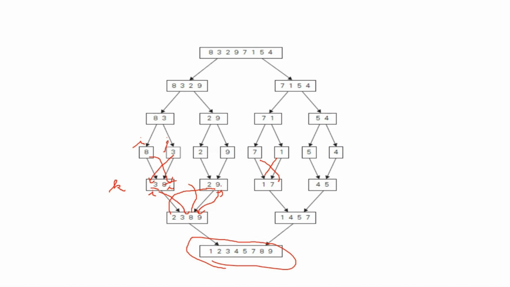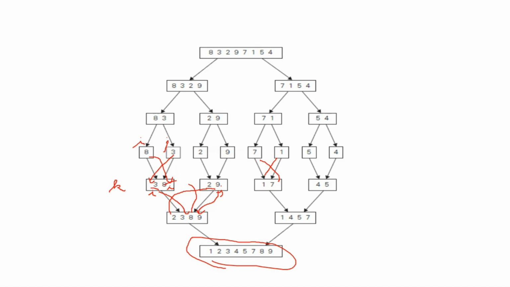Next, the merging of these two subarrays. I will point here, j is pointing here. So this 3 and 2, whichever is smaller, 2 is smaller. So first 2 is being written here and now j is pointing to this position, whereas I is still pointing to 3 itself. Now compare 3 with 9, 3 is smaller. So 3 is copied here and then we are incrementing I.